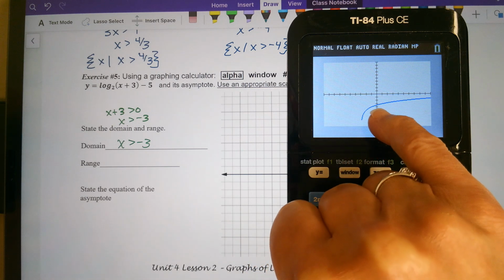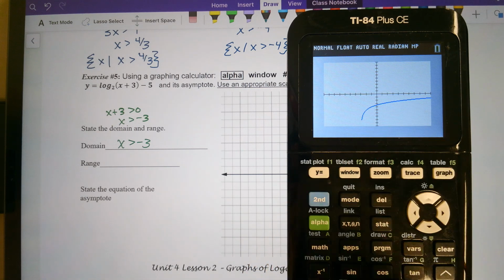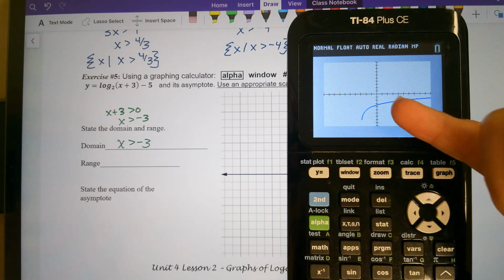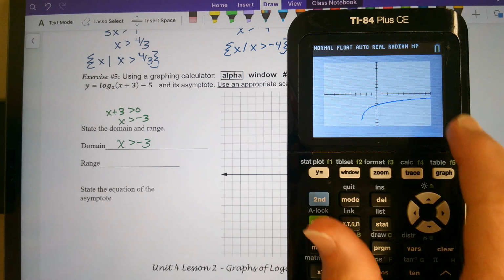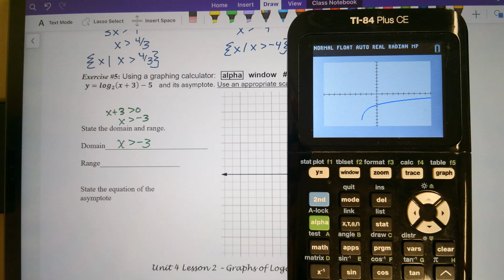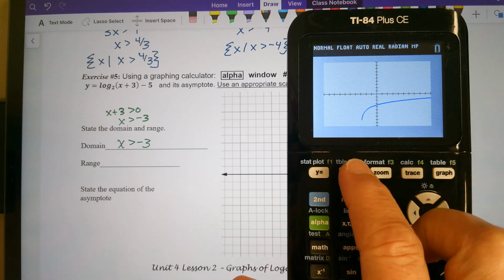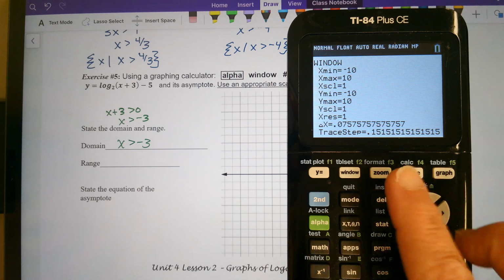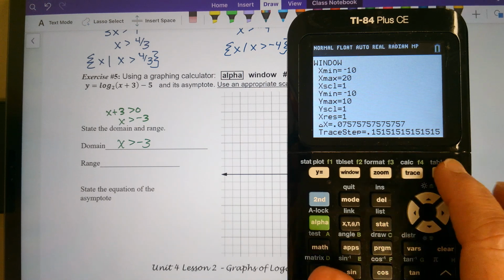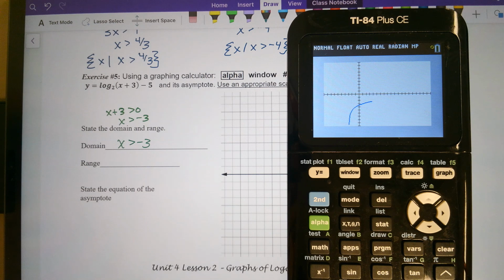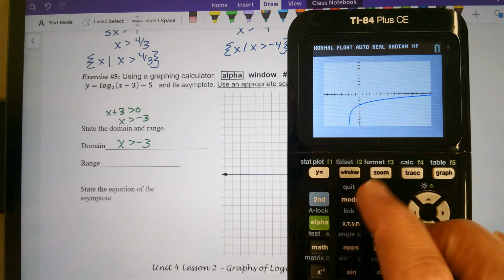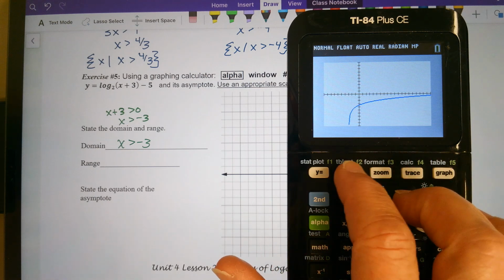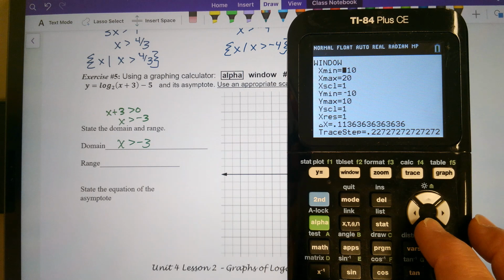I can see that I have a y-intercept here, right? It crosses the y-axis between -3 and -4, but I don't see an x-intercept. So I'm going to double this. So I'm going to go to the window and go from an x max of 10 to 20 and see if that'll show up. It's close, but not quite, so I might go to 30 or 40.